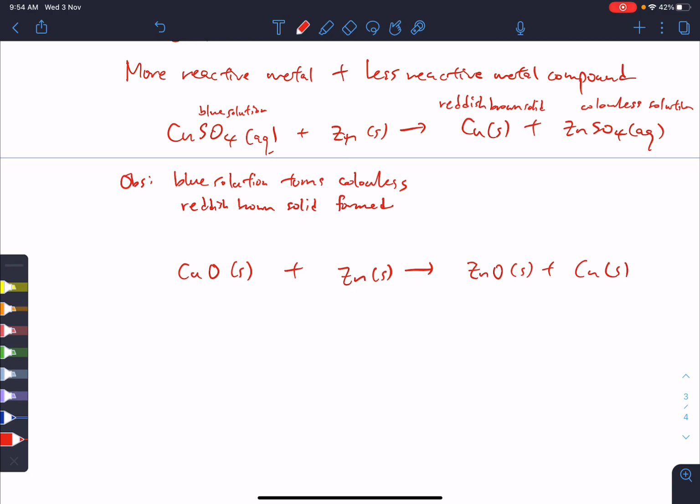You just need to help it, give it a boost. So in this case, the observation will be, okay, copper 2 oxide is actually a black solid. Zinc oxide is a white solid. Okay, so in this case, you don't need to worry. Usually, we will ask you for the observations regarding solutions. Yep.